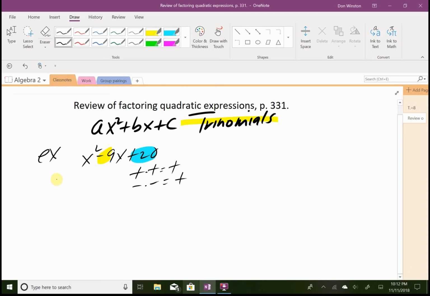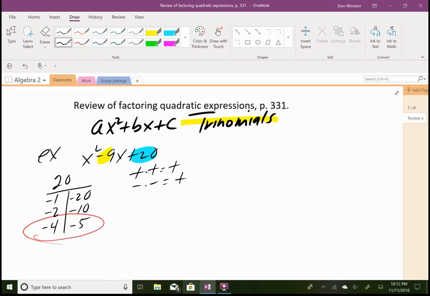So I'll start with my table. And remember, both factors have to be negative. So I have a negative 1, negative 20. Well, that doesn't add to negative 9. I can have a negative 2 and a negative 10. That doesn't add to negative 9. Let's see here. 3 doesn't go into 20, but 4 does. A negative 4 and a negative 5. Well, that adds up to negative 9.